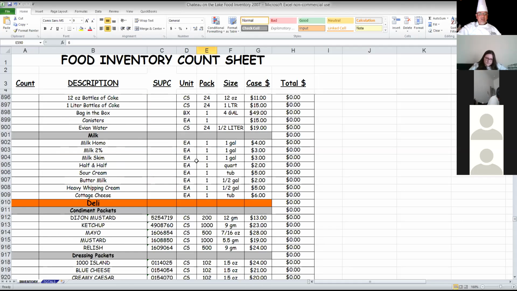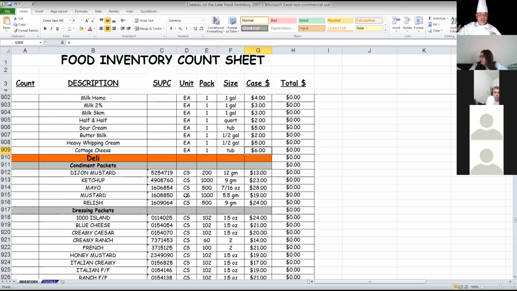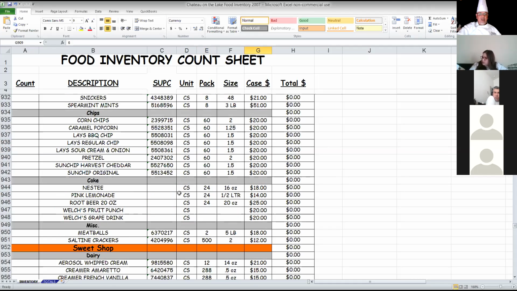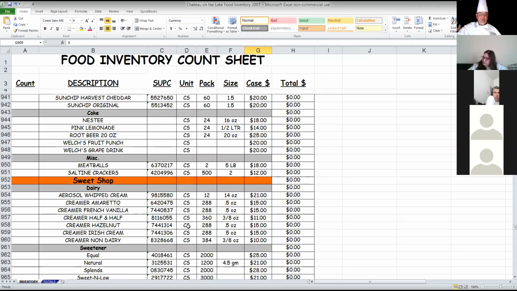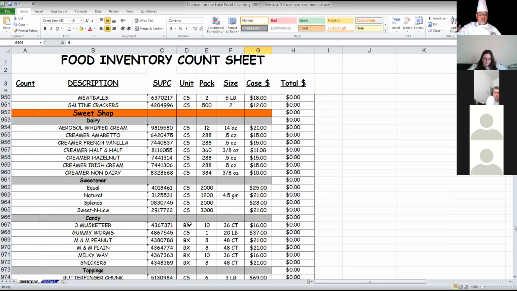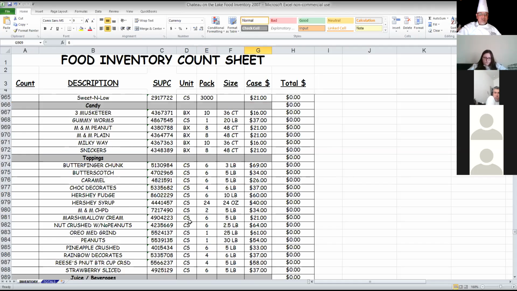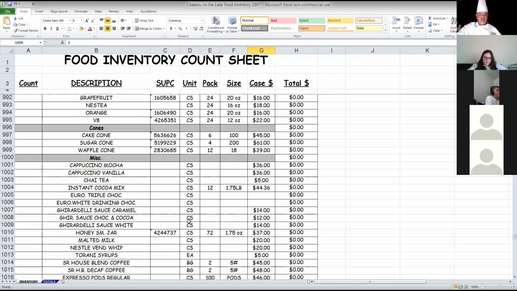What else? Milk. You want to use milk? $4 a gallon divided by 128. That's how much an ounce of milk is going to cost you. Cottage cheese, $6 a tub. A tub is about 5 pounds. Okay. What else? Candy, chips, sodas. You want to use sodas in your recipe. Sweeteners, candy, toppings, more toppings, canes, miscellaneous items, ice cream.